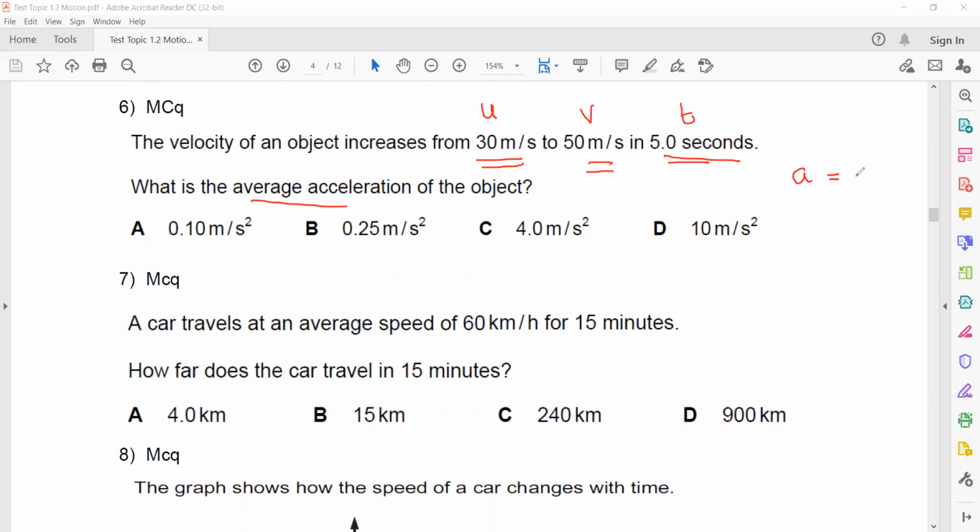The formula to calculate acceleration is final velocity minus initial velocity divided by time. The final velocity is 50, the initial velocity is 30, and the time it took is 5, so divided by 5. So 50 minus 30 is 20, and 20 divided by 5 is equal to 4 meters per second squared. So C will be the right answer. When speeds are given and you want to calculate the acceleration, it is the change in velocity divided by the time interval.